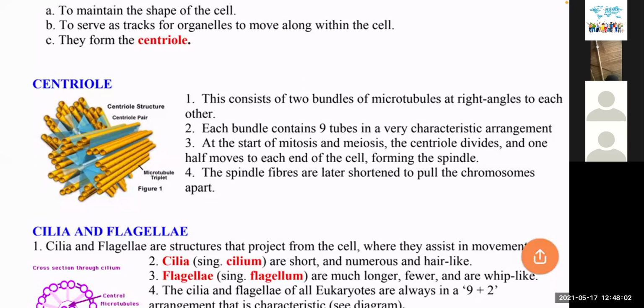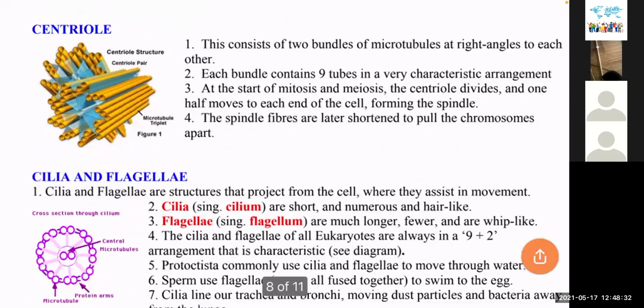Each bundle contains 9 tubes in a very characteristic arrangement. At the start of mitosis and meiosis, these are the two different processes of division of cells, for those who are not familiar with these terms, the centriole divides and one half moves to each end of the cell, forming the spindle. The spindle fibers are later shortened to pull the chromosomes apart. So the centriole has a role to play in the nucleus where there is the DNA. You remember where we mentioned the DNA.